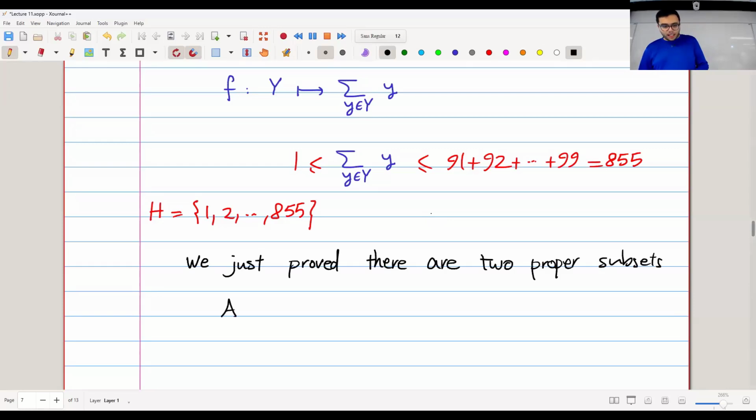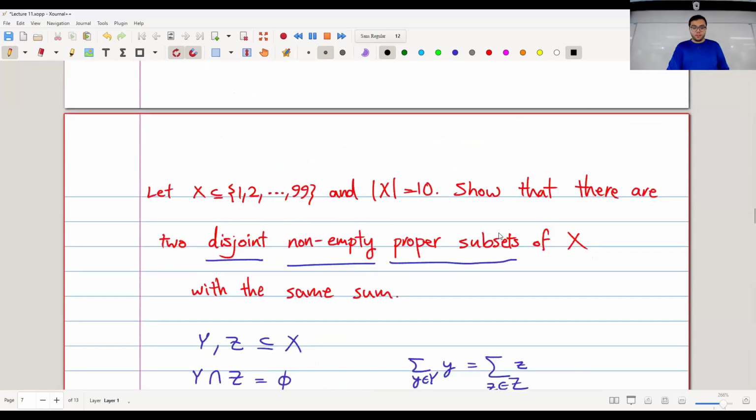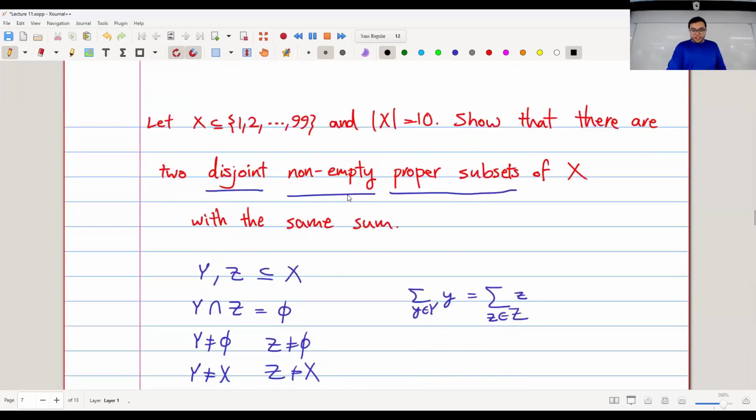Let's call them A and B. Both of them are, of course, subsets of X, and they're also non-empty, such that the sum of the elements in A is the same as the sum of the elements in B. Does this solve the problem? No, because I have the non-empty and the proper part, I don't have the disjoint part.